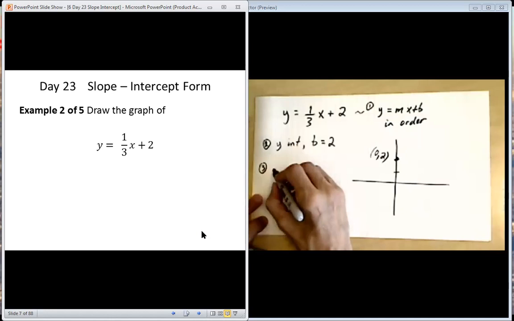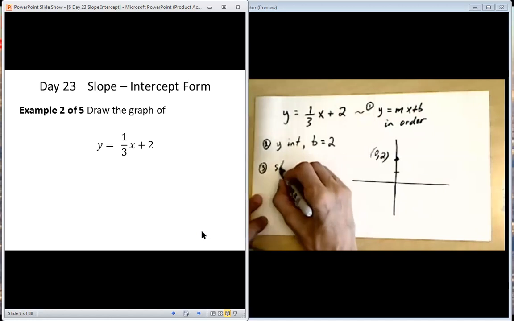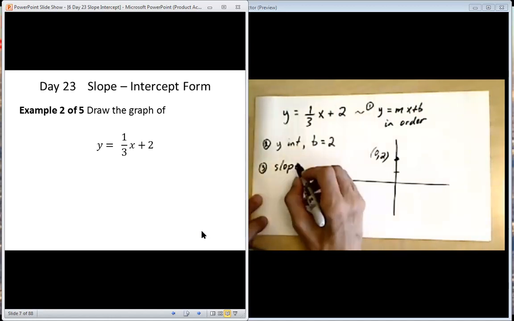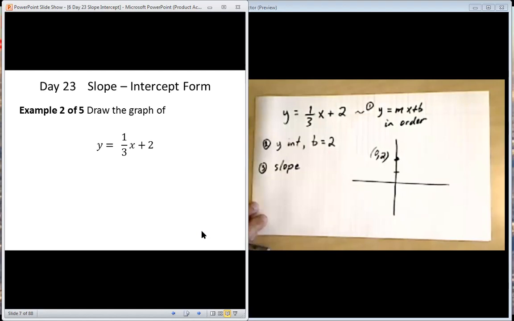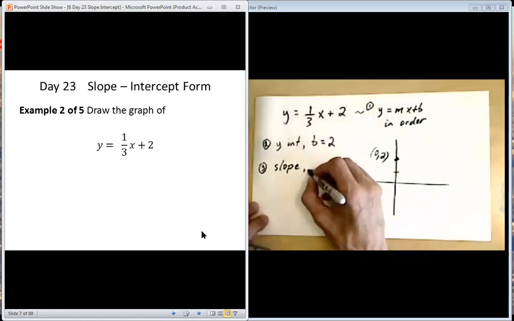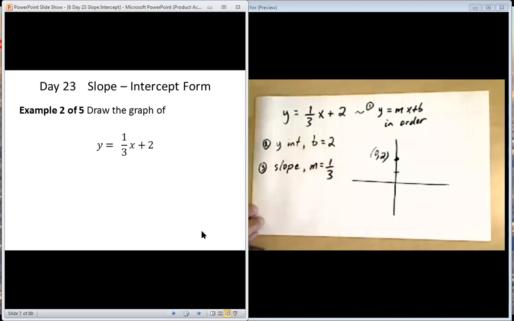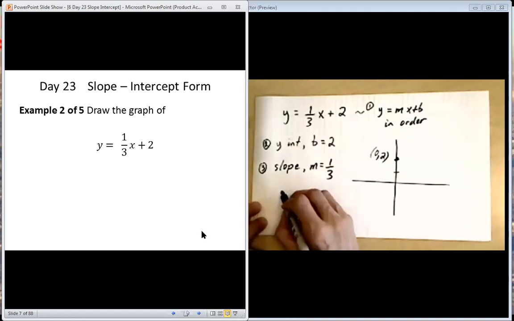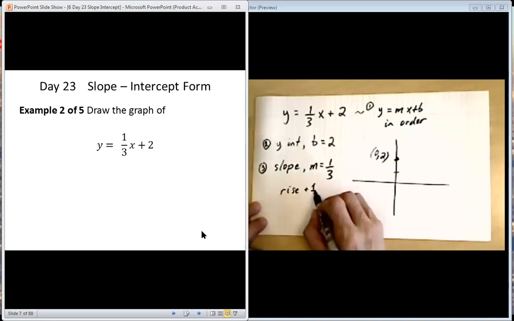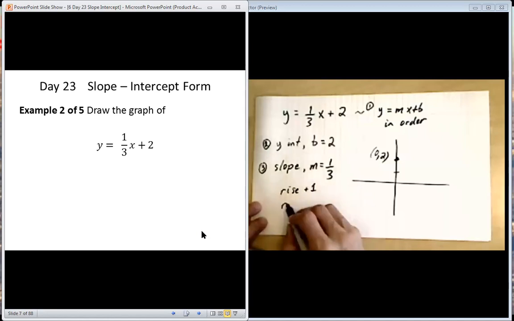Y is like 1 over 3 times 0. Even easier, watch this. Because it's written this way, the slope, you can read it off. M is equal to 1 over 3. Okay, and down here, if you want, you could write the rise is plus 1. In other words, you're going up. And the run is plus 3 going over to the right-hand side.